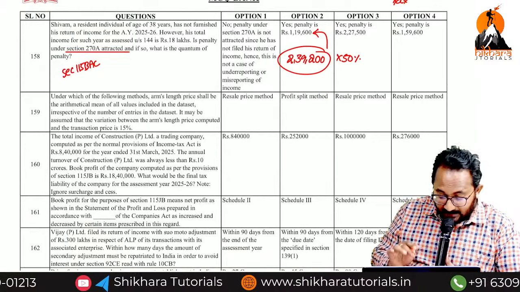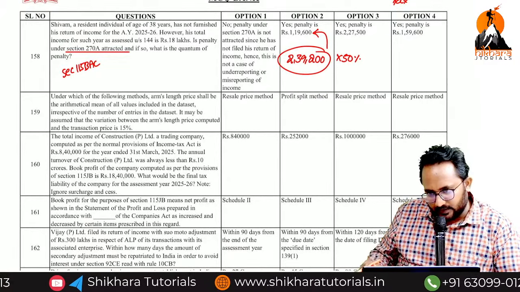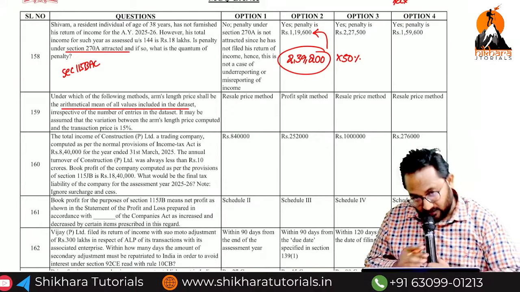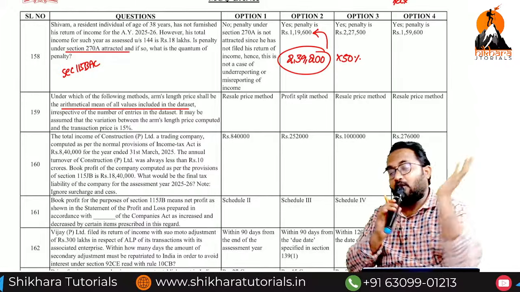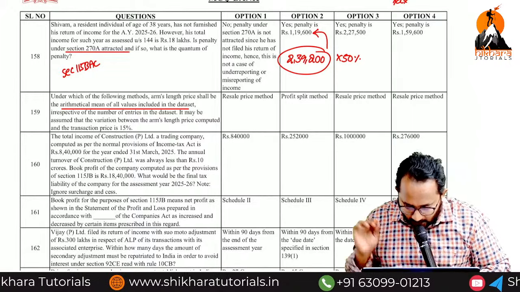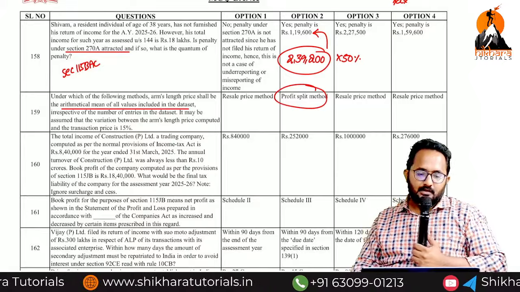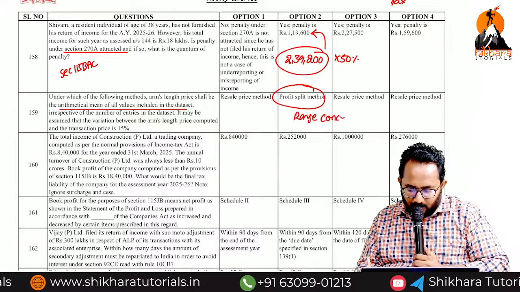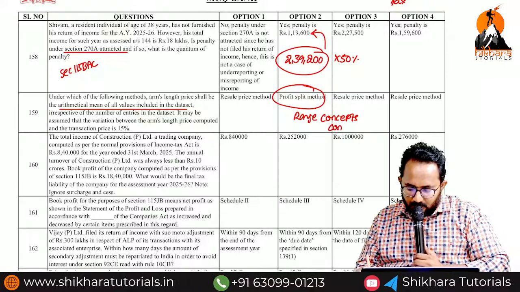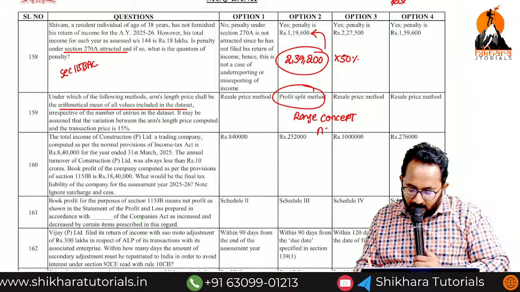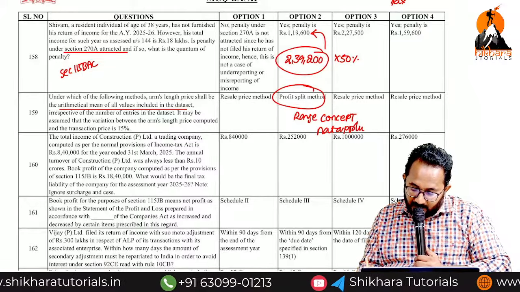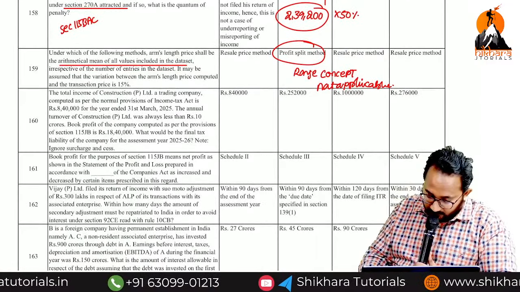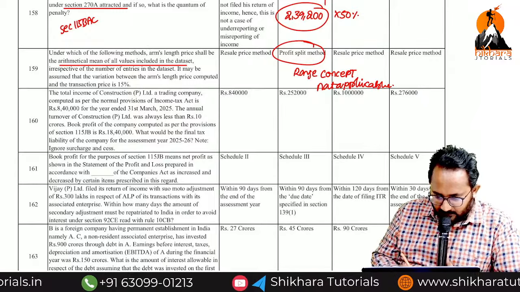Now, under one method, we can't go with the range concept irrespective of the data entries. Even though there are 20, 30 ALPs, we have to follow the average only. Range concept is not applicable under the PSM method, the profit split method, irrespective of the data available in ALPs. We have to follow always what? Average.